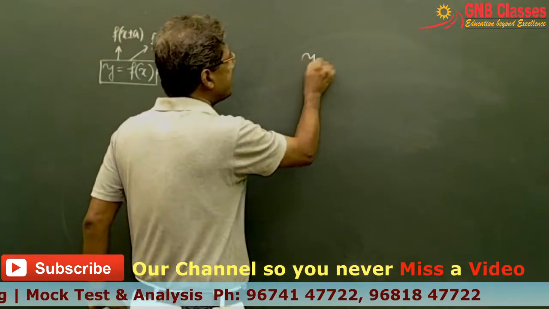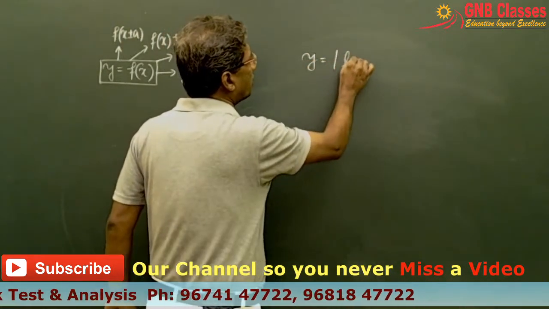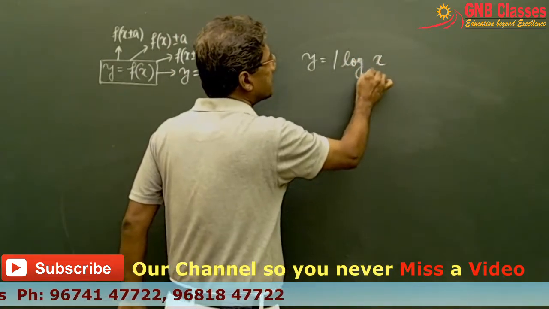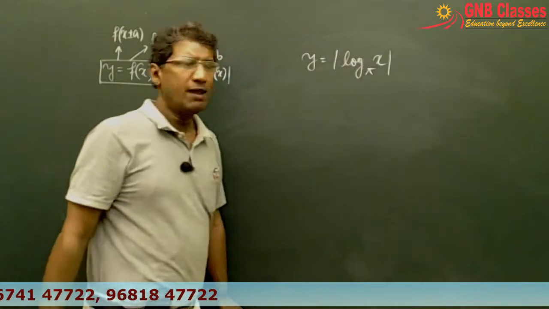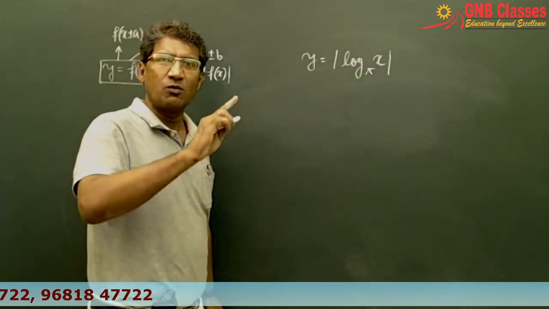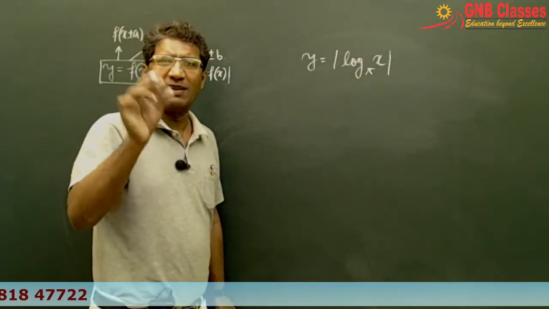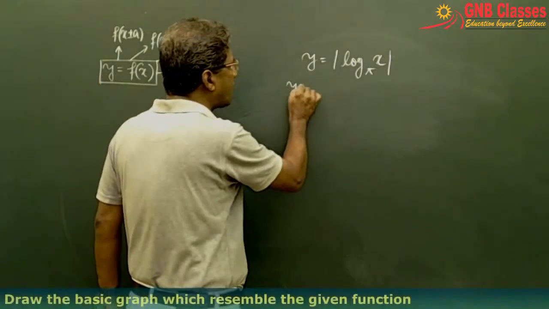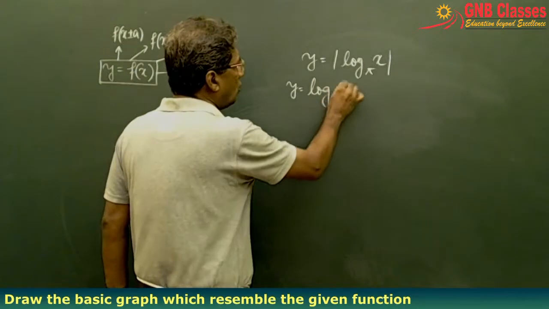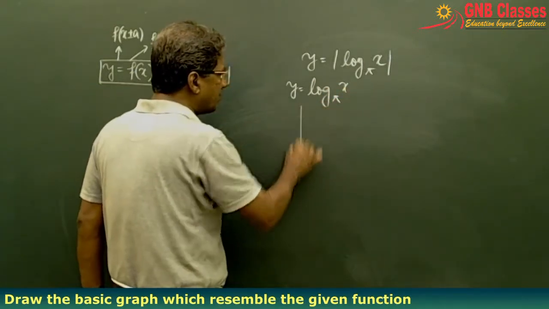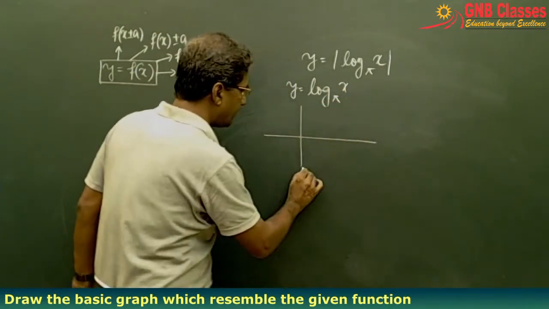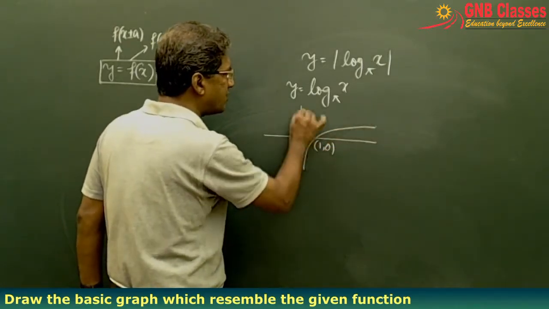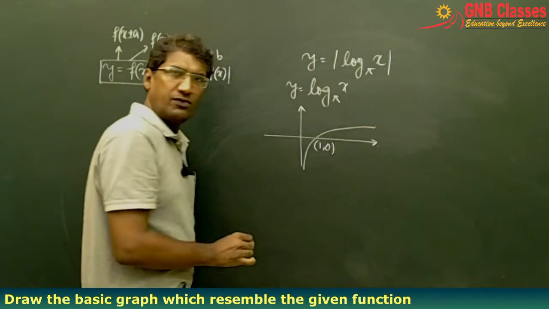Another example. Let us say y equals mod of log x base pi. Base pi means what is the value of pi? Approximately it is 3.14, so it is more than 1. So your basic graph y equals log x base pi will look something like this. This point is (1, 0). This is your basic graph.